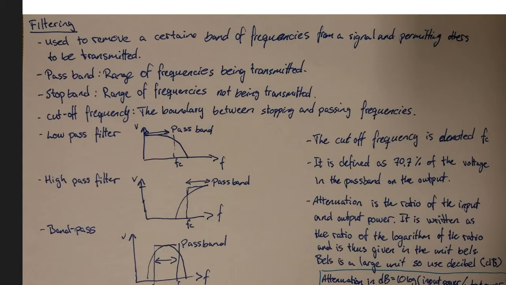There are a few parameters to be known. The passband is the range of frequencies being transmitted, the stopband is the range of frequencies not being transmitted, and the cutoff frequency is the boundary between stopping and passing the frequencies. Also, the cutoff frequency is denoted by FC and is the output voltage where it is 70.7% of the voltage in the passband.